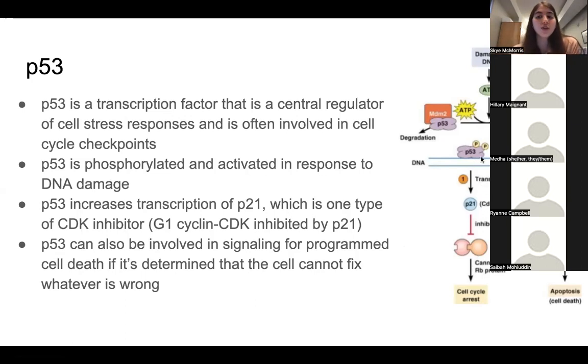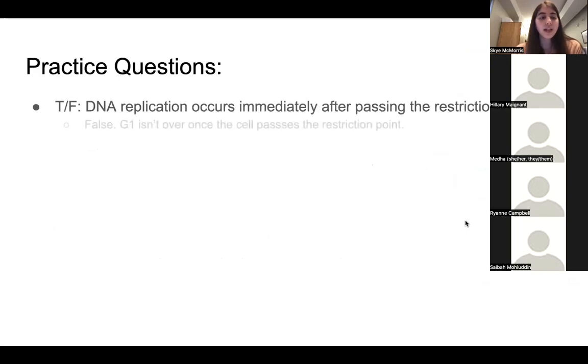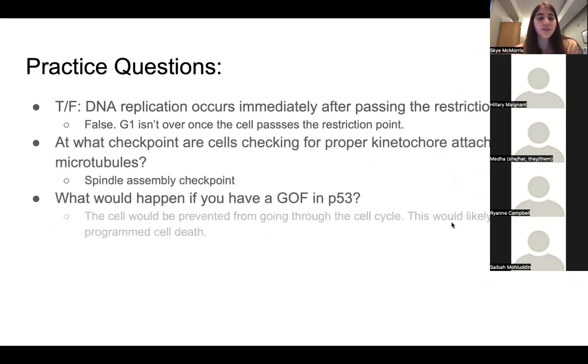So if you have a gain of function in P53, that means that P53 can't be inhibited by anything. Here you see it's being held inactive by this MDM2 protein. And so if P53 has a gain of function, it will cause transcription of P21, which is a CDK inhibitor. And if you have overproduction of a CDK inhibitor, this will prevent the cell from being able to go through the cell cycle. So most likely, if you have a gain of function in P53, the cell won't be able to go through the cell cycle, and this will likely lead to programmed cell death.